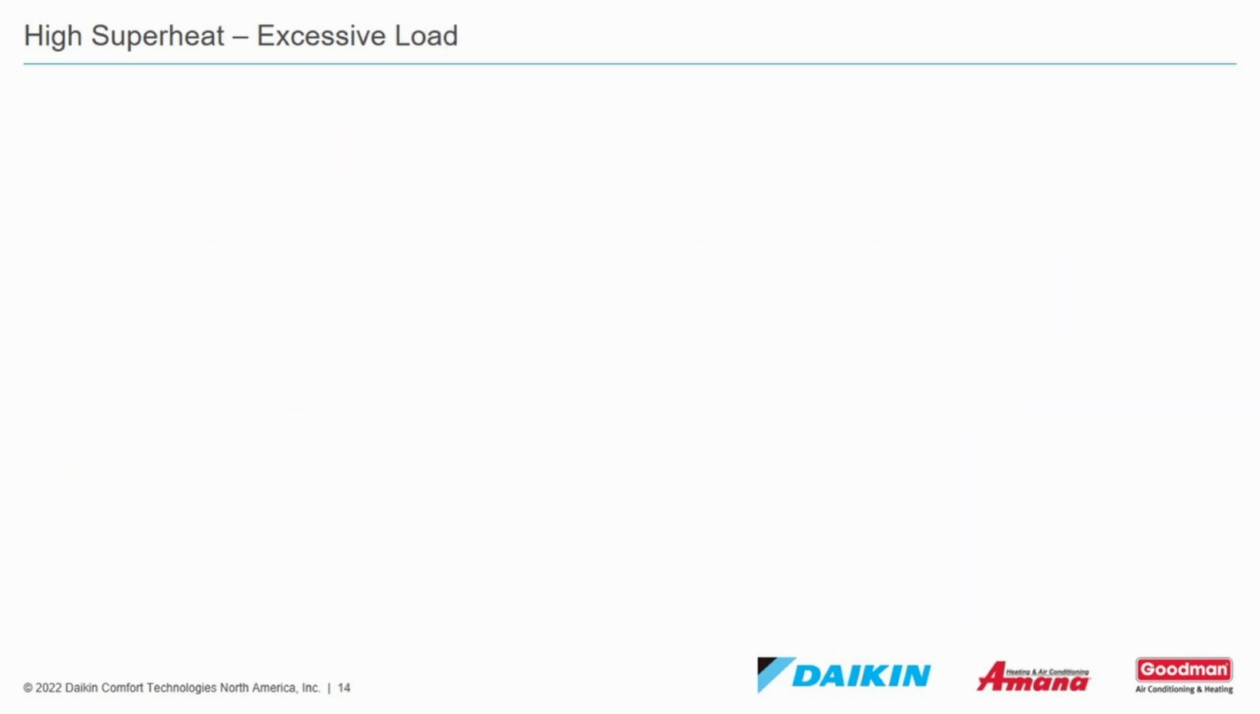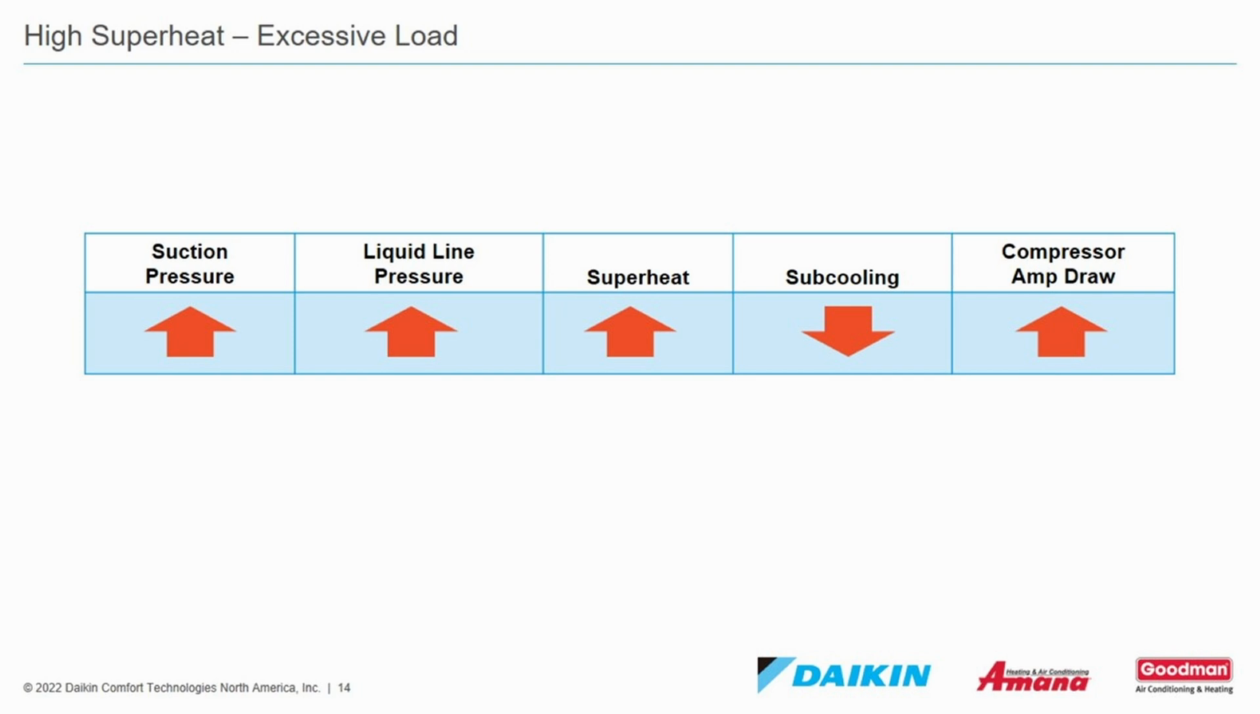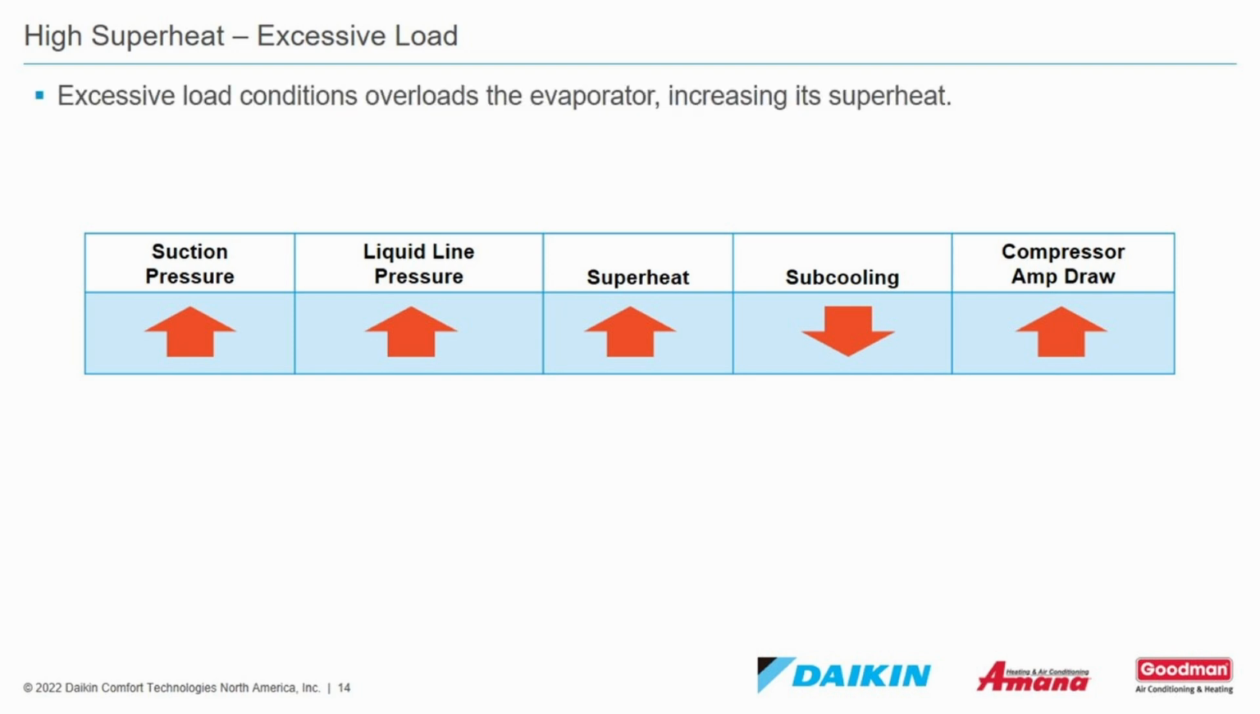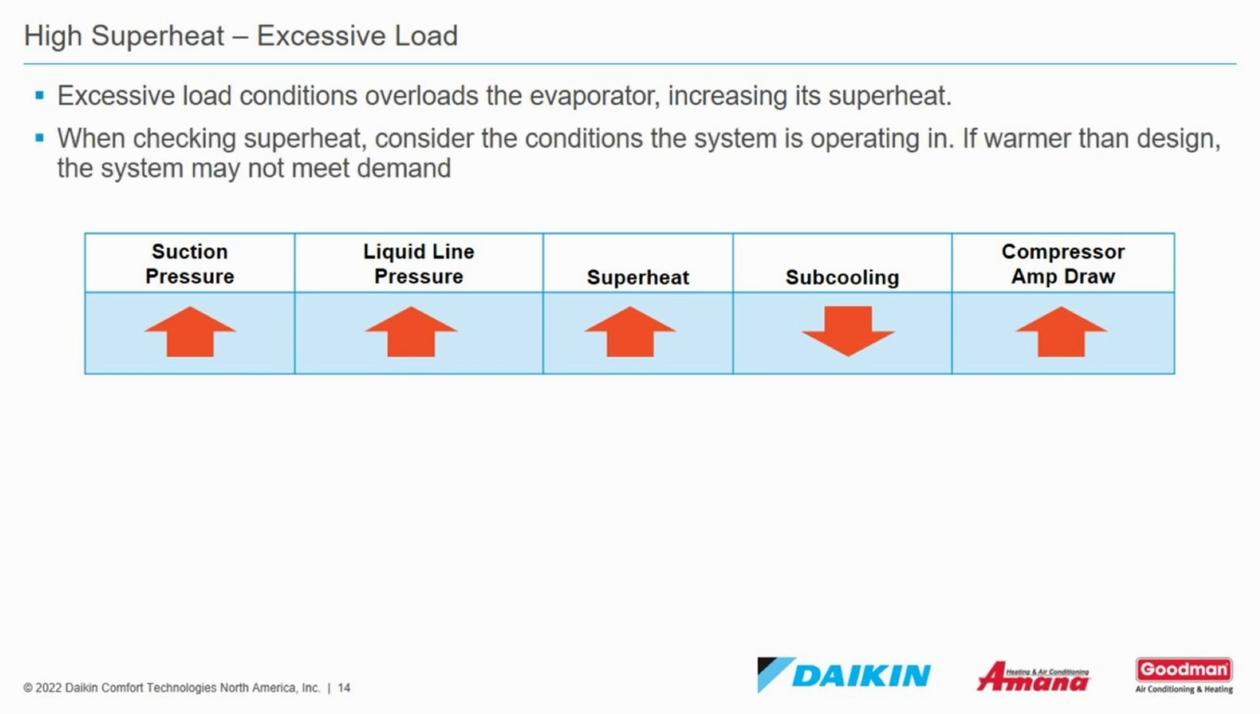High superheat as a result of excessive load. Excessive load conditions overload the evaporator, increasing its superheat. When checking superheat, consider the conditions that the system is operating in. If warmer than design conditions, the system may not meet the demand.